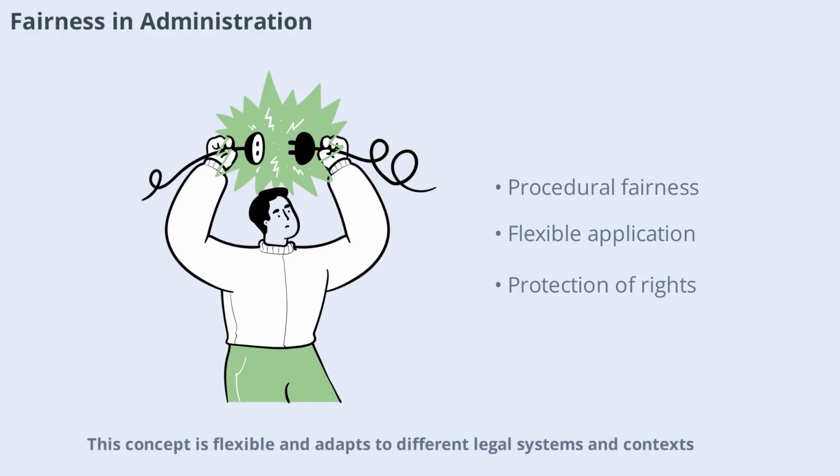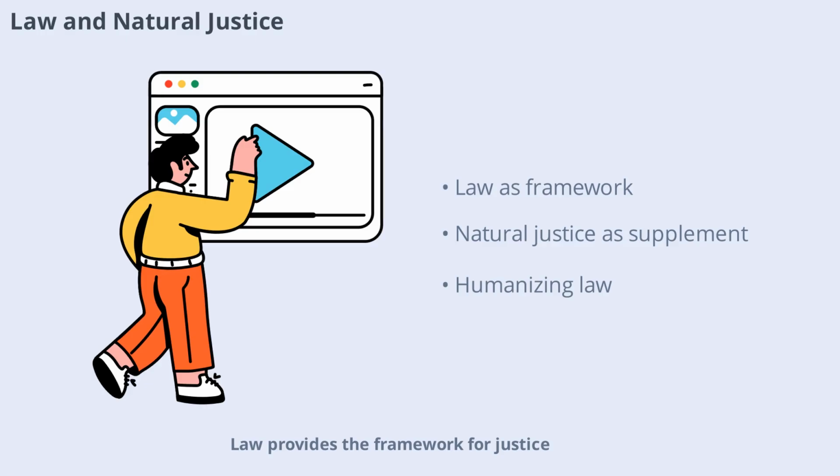This concept is flexible and adapts to different legal systems and contexts, always aiming to prevent injustice and protect individual rights. Law provides the framework for justice, while natural justice ensures that procedures are fair. Natural justice supplements the law, filling gaps where statutes may be silent on procedural safeguards. Courts may read principles of natural justice into statutes to prevent unfairness, reinforcing the humanizing aspect of law.